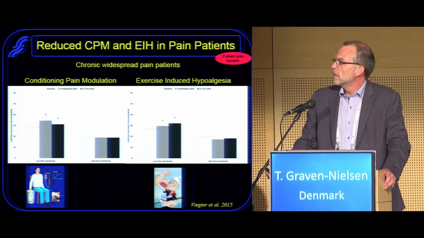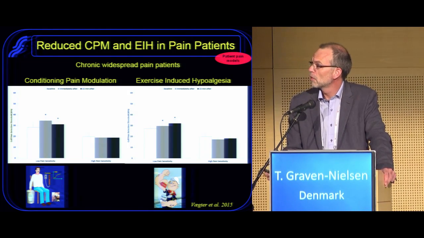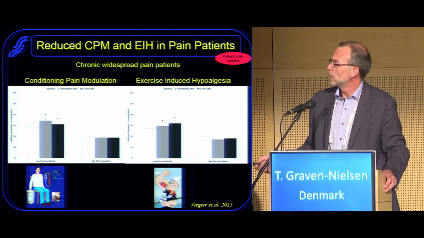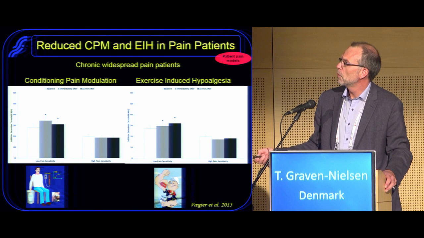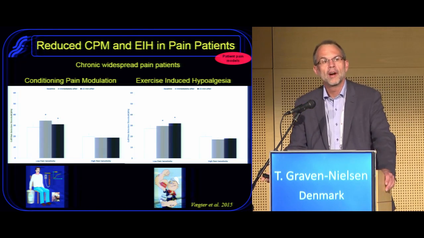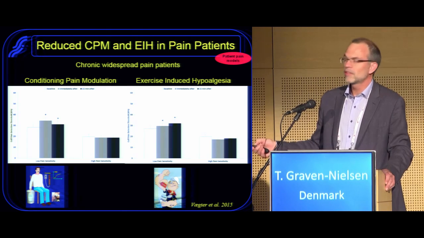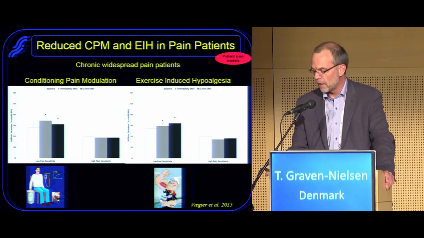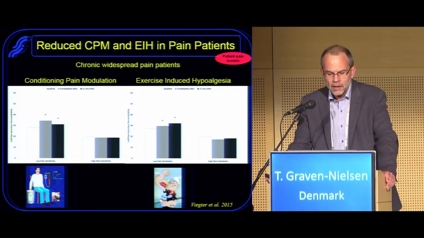Again, just to illustrate the parallel between exercise-induced hypoalgesia and conditioning pain modulation, you see here a relatively new study where we have taken very generalized pain patients, and we have looked at patients with a low pain sensitivity and a high pain sensitivity. In the low pain sensitivity group, the CPM, conditioning pain modulation, was working very well. This was not the case in the patients with high pain sensitivity. And what was interesting is that exactly the same findings were seen for the exercise-induced hypoalgesia, and here this was also impaired in these patients.